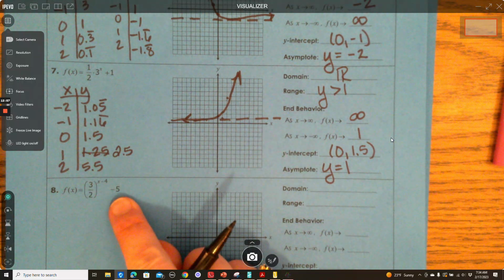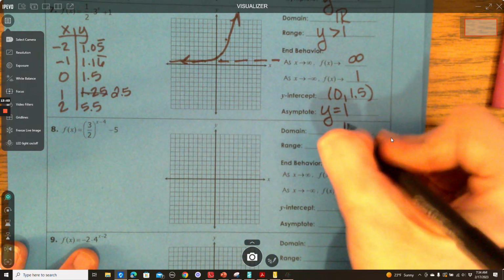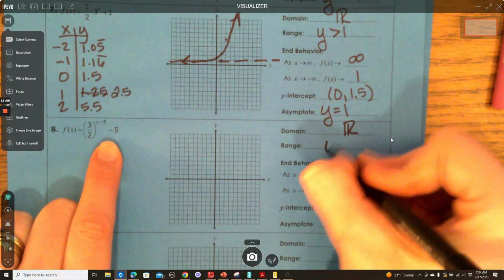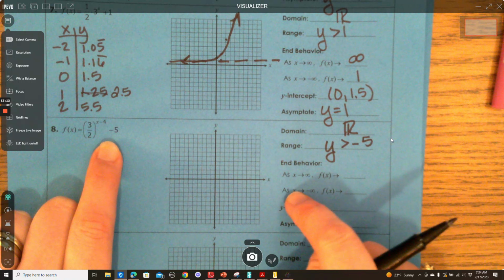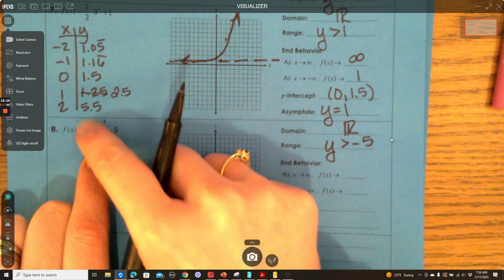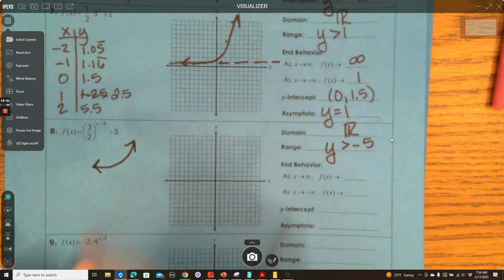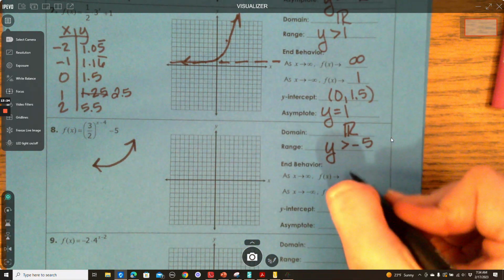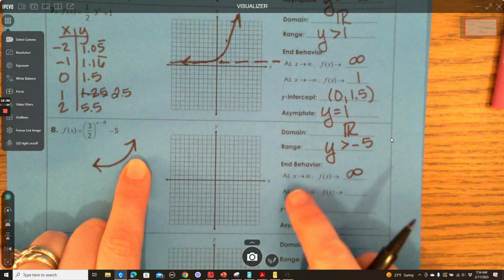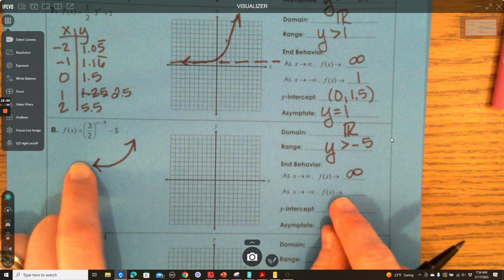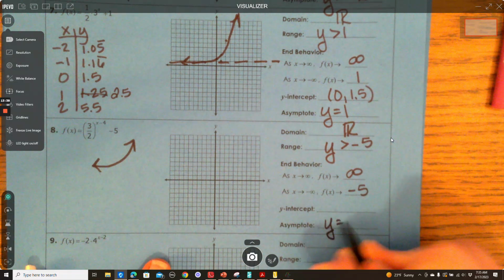So for this one, let's just look at what happens here. The domain is still going to be all real numbers. But since we have this -5, my range is now y has got to be greater than -5. As x approaches infinity, here's how I know this: 3/2, this number is bigger than 1. So that means this is going to be growth. It's going to increase to the right. And so you can figure out what your end behaviors are. As x approaches negative infinity, going this way, f(x) or y is going to approach -5, which means my asymptote is going to be y equals -5.